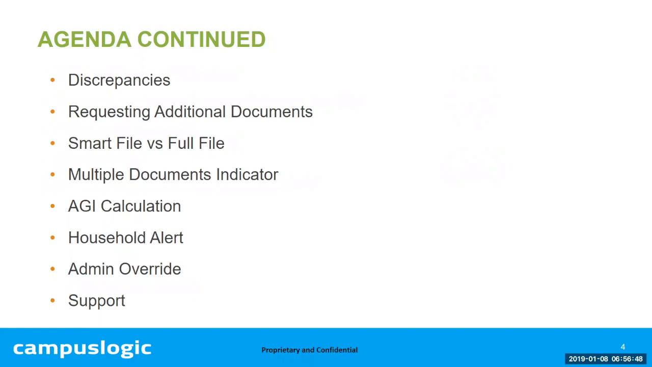So this is where you will be doing your corrections. We'll go ahead and go over that process as well. We are going to discuss the multiple documents indicator and what that means to you. We will discuss the AGI calculation, the household alert, the admin override button, and lastly, we'll go over support.